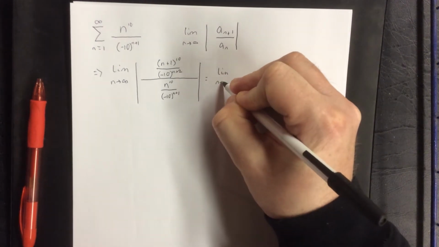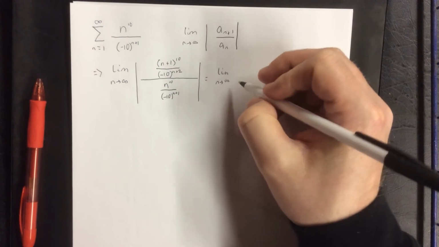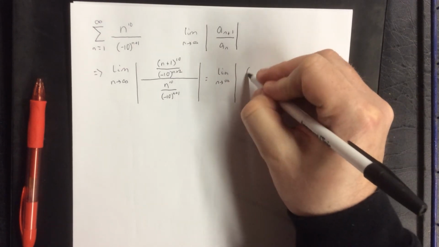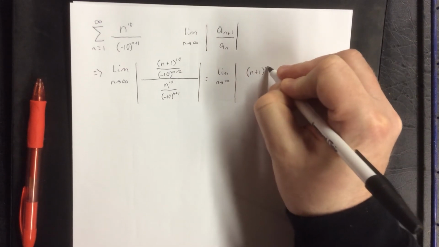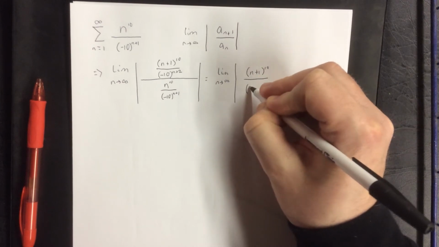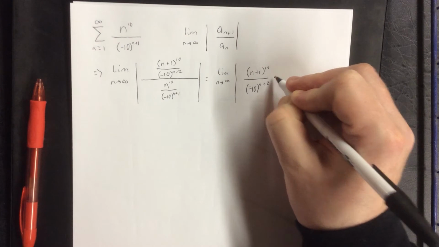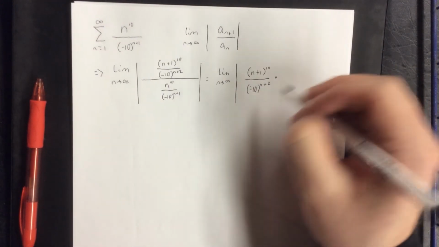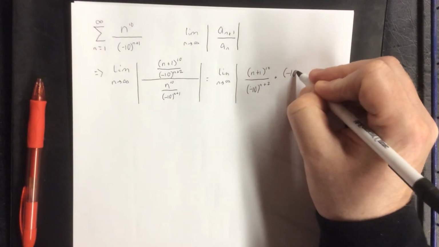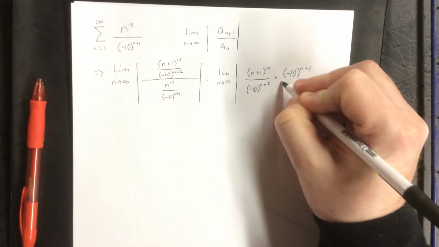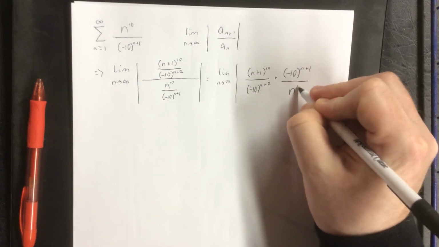We will manipulate this one the same way as what we did for the last one, which is express this as first fraction, and then we'll multiply by the thing that we're dividing by, or multiply by the reciprocal of that. So negative 10 raised to the n plus 1 power over n to the 10th power.